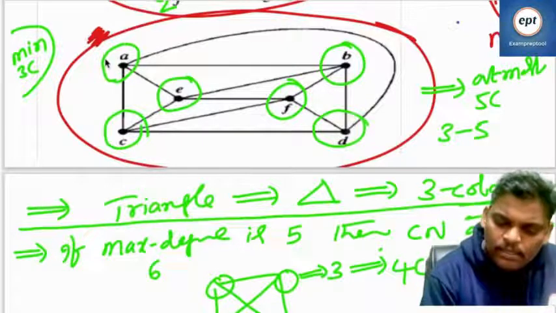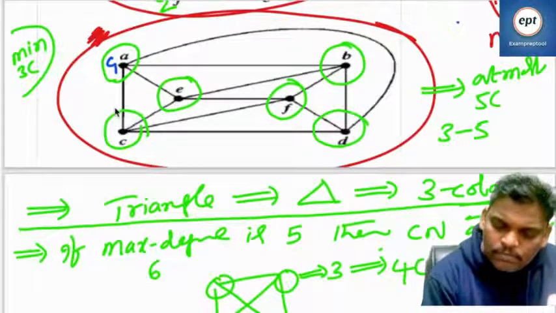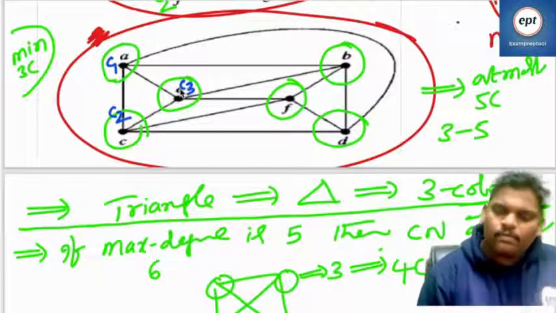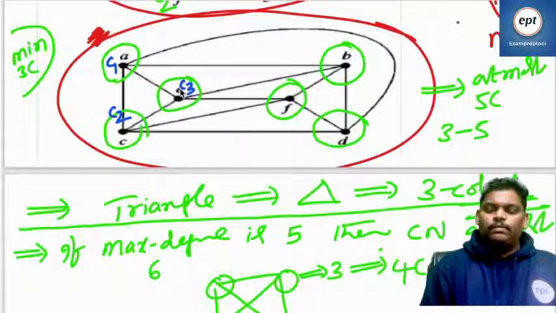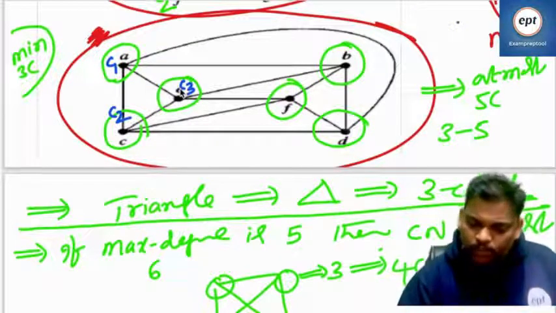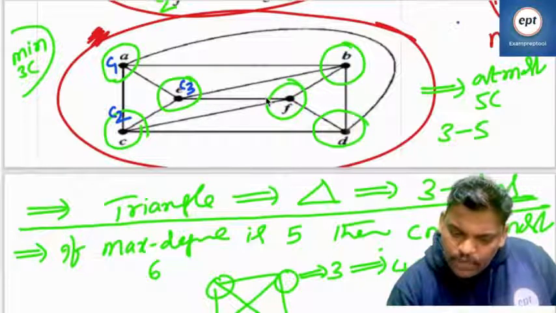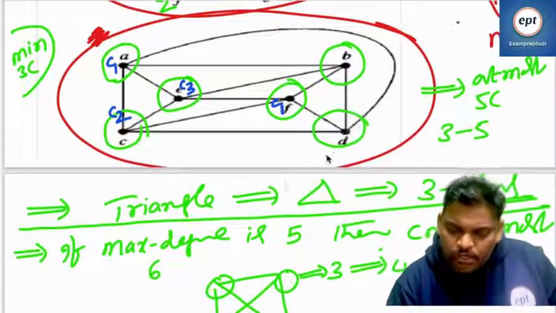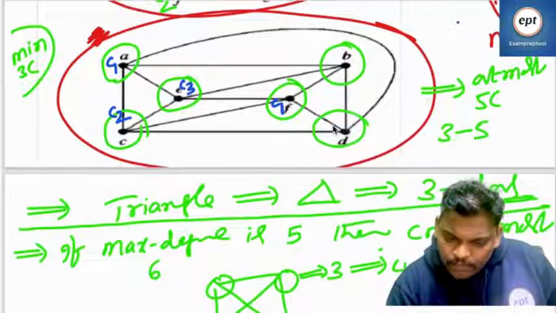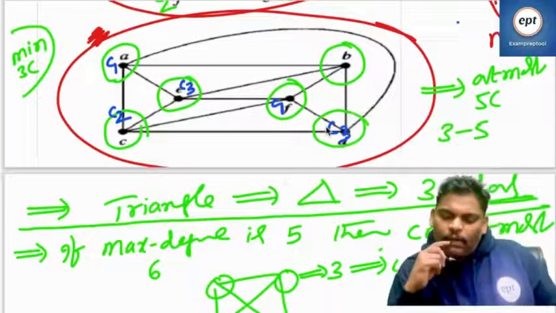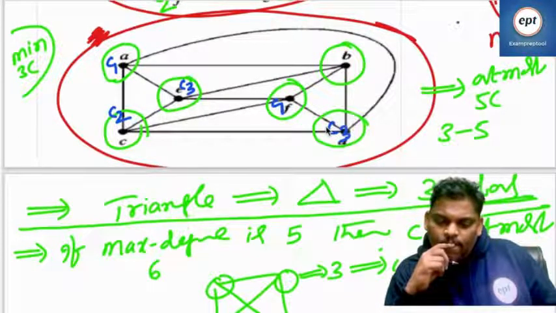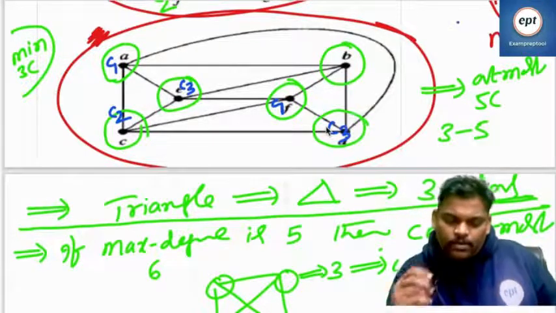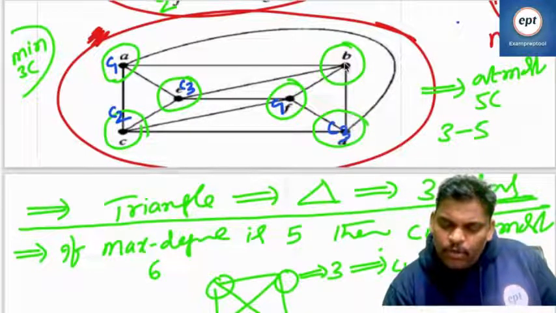Yeah, I am giving the answer. See this one. It is the C1. It is the C2. It is the C3. 3 colors confirmed. Next one. C2, C3 already there, it is a C1. C2, C1 already there, it is a C3. Can I give C2 here?